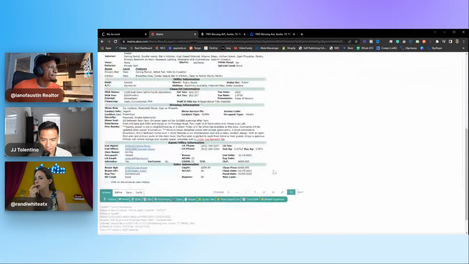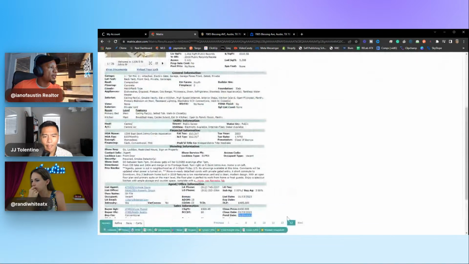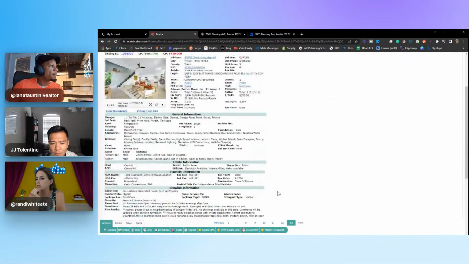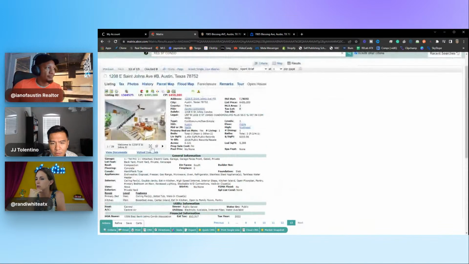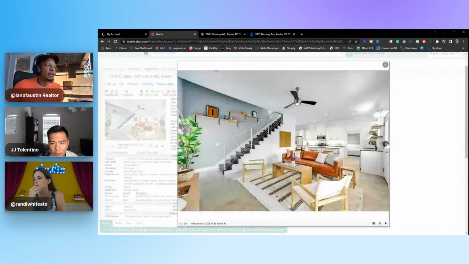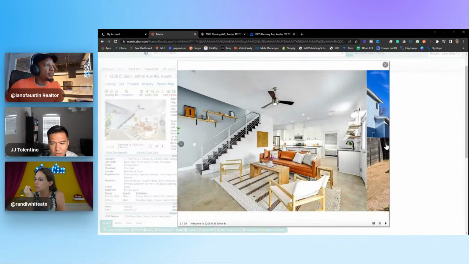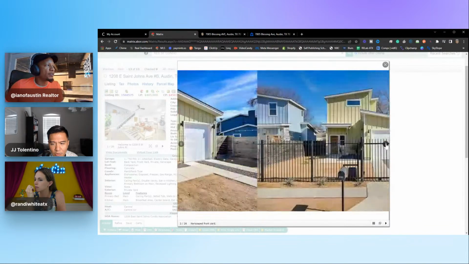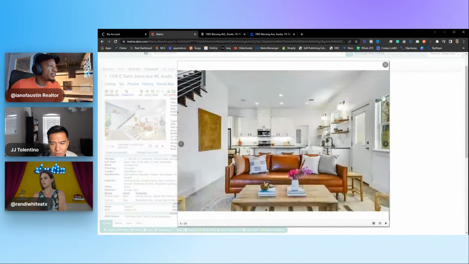When did it go contingent from its list date? I wonder if the price drop happened in negotiations. Yep, February 5th. And 113. So no, they probably accepted an under list price after being on the market for a few weeks. Yeah, because this is back when the market wasn't hot. I'm not saying it's hot right now, but is this an updated older home or recently built? Looks recently built.